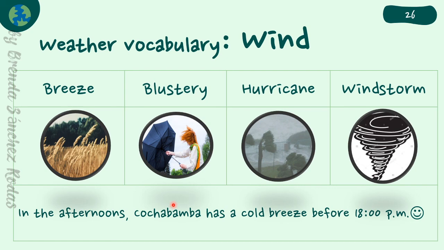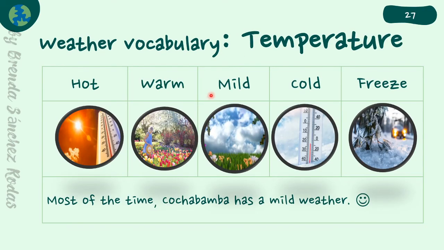Okay, so let's continue with temperature. We have hot, like hot is a high temperature. We have warm, and it's really nice to be in warm weather. We have mild. Mild is in the middle of hot and freeze, or hot and cold. So mild, it's in the middle. Then we have cold, it's a really low temperature, but freeze is the lowest one, okay? So mild is in the middle. So for example, most of the time, Cochabamba has a mild weather.